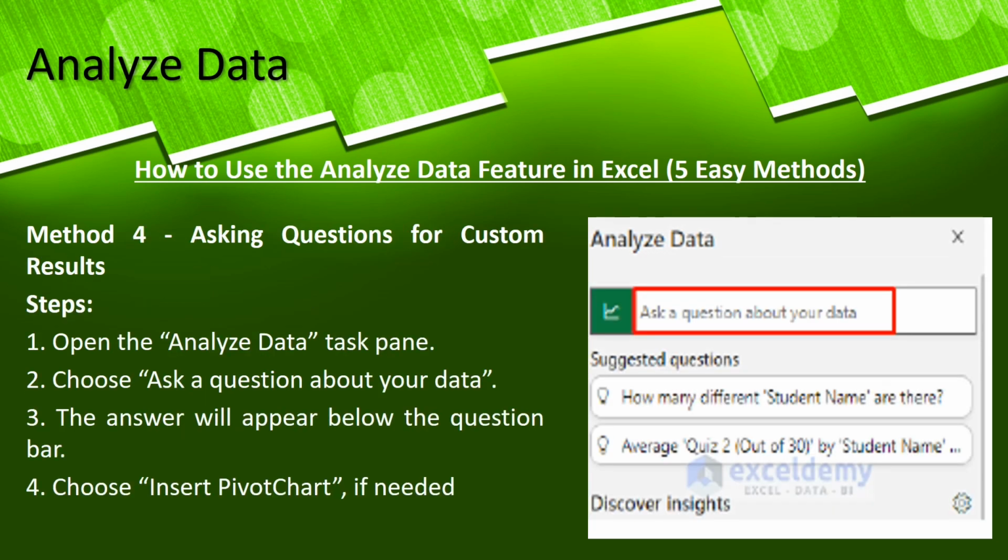Method 4. Asking questions for custom result steps. 1. Open the Analyze Data task pane. 2. Choose Ask a question about your data. 3. The answer will appear below the question bar. 4. Choose Insert Pivot Chart if needed.